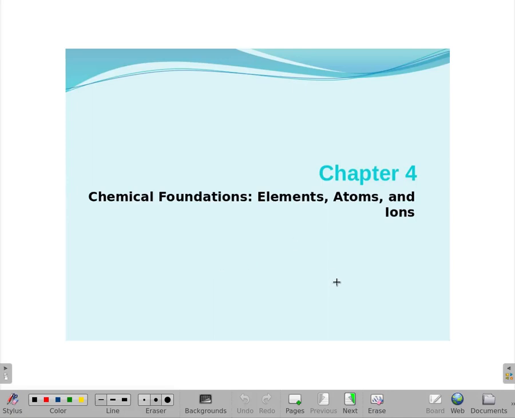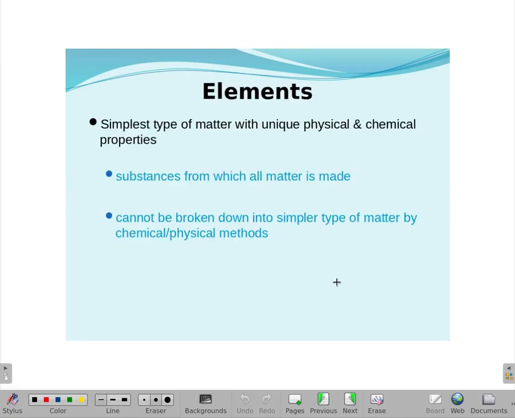All right. Today we're looking at Chapter 4, which deals with our elements, atoms, and ions. An element is our simplest form of matter that has chemical and physical properties. What I mean by matter is it's just solid, liquid, or gas.